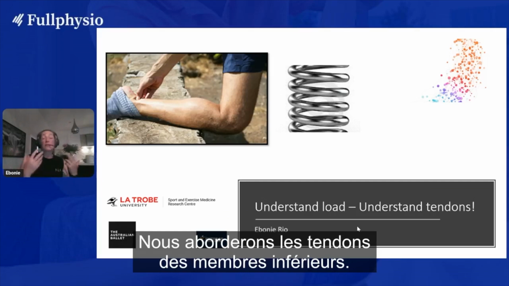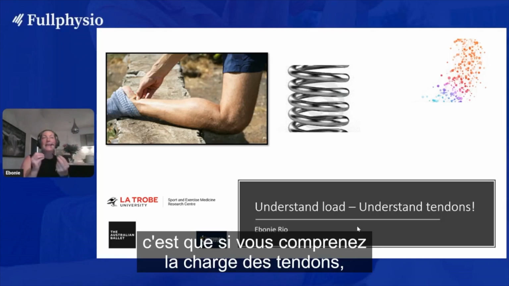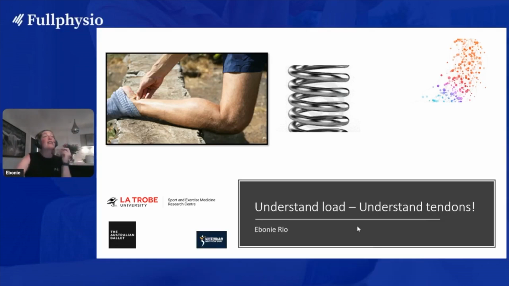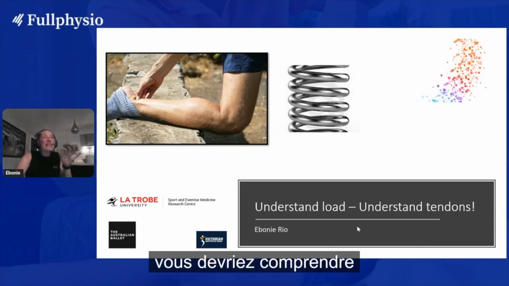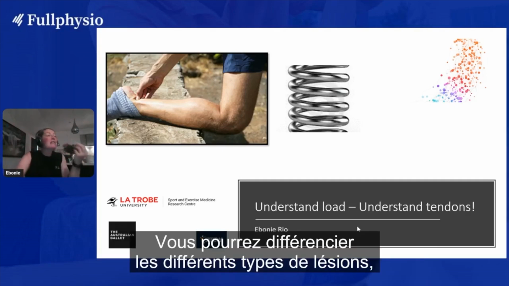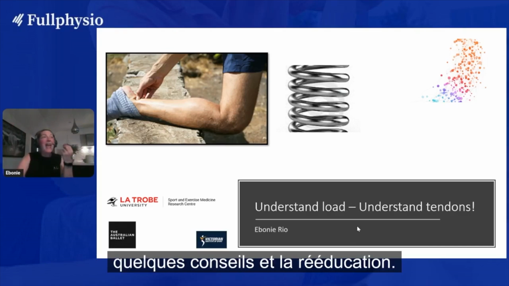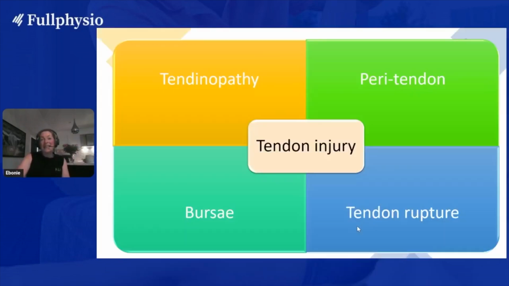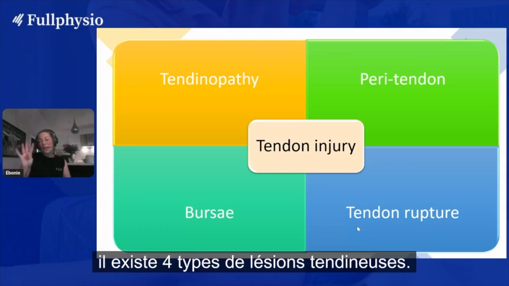I'm going to really focus on lower limb tendons. And I think a really key point is if you understand tendon load, you really understand tendons. So what I want you to gather from this presentation is that if you understand whether your patient is talking high tendon load, you can differentiate different types of injury, but also you can help them with their presentation and some advice and some rehabilitation.